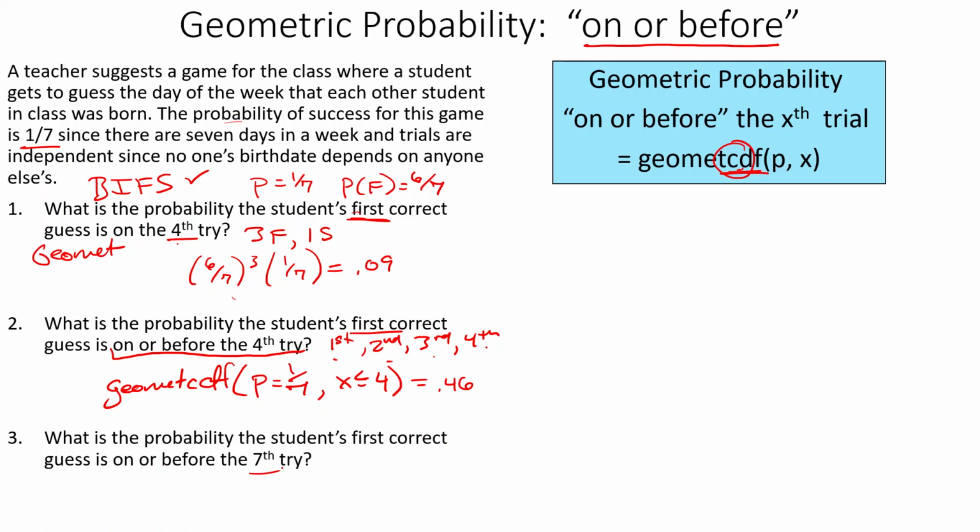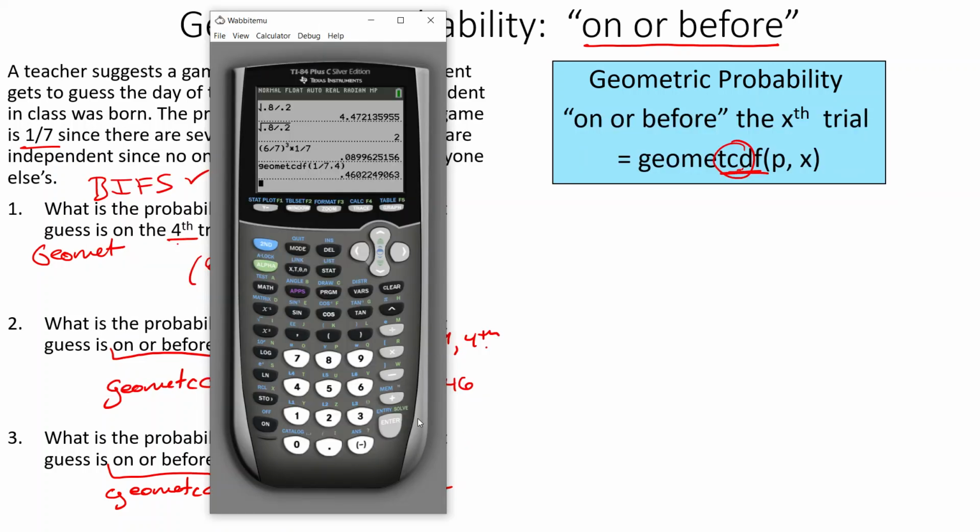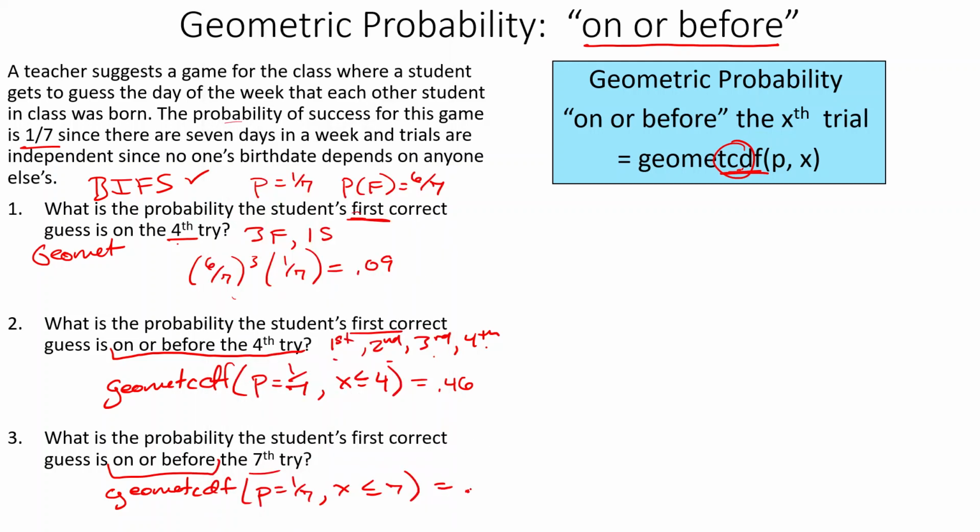What is the probability that the student's first correct guess is on or before the 7th try? Well, since it's saying on or before, that means we're still using the CDF. Our P is still 1/7. Our X here is on or before the 7th. And here's the shortcut. Second, enter. All I have to do is change this to a 7. Voila. 0.66. All right, that's how we do it.